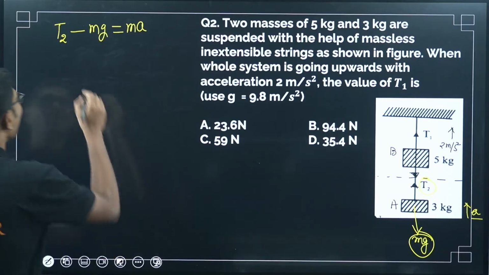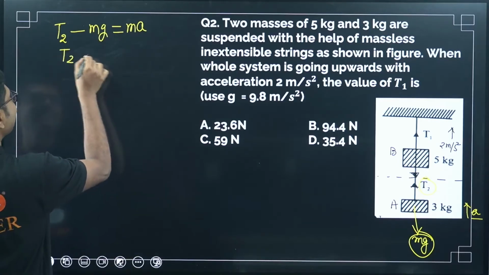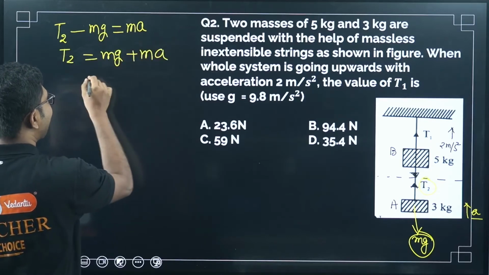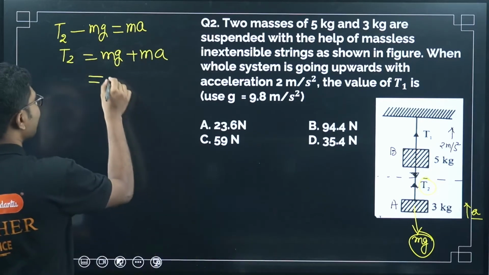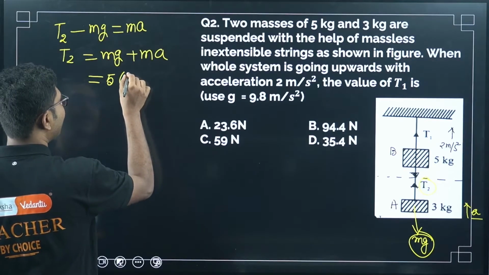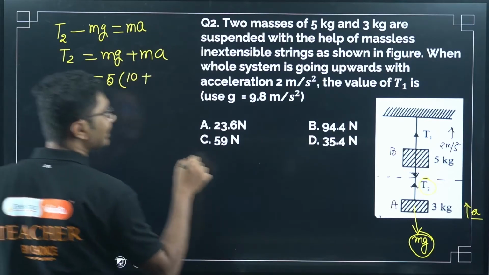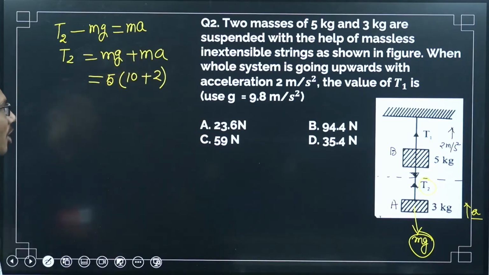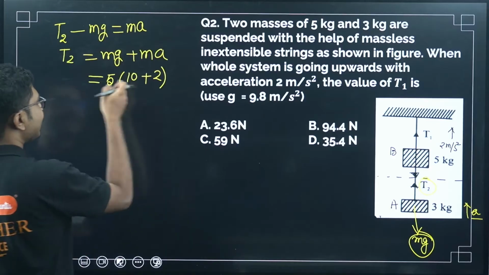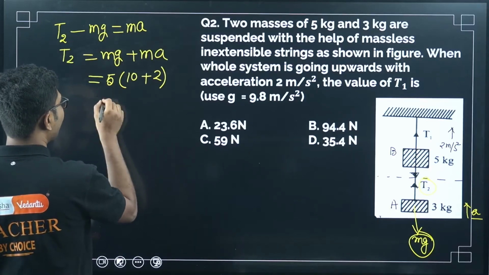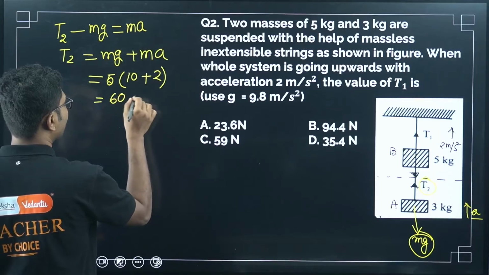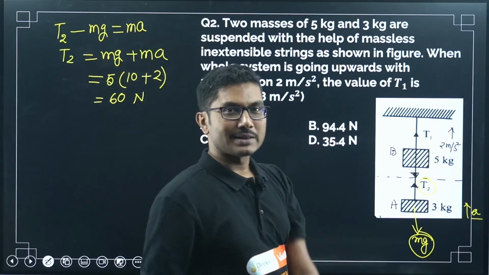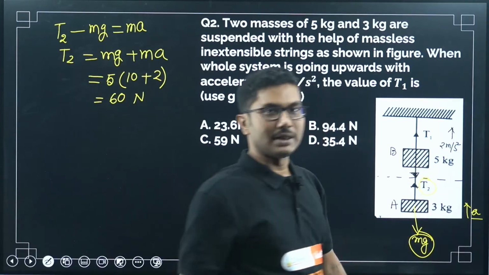Fine. So what is T2 here? T2 you can see is nothing but mg plus ma. The mass is 5 kilograms. You can take 5 common, g is 10, and acceleration is given as 2. So I have taken m common, g plus a, right? g is 10, a is 2, so 12, 5 times 12 is 60 Newton. This is T2. Now we will apply the same concept of Amir and Garib for object B.